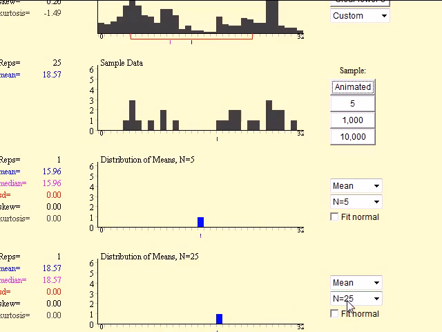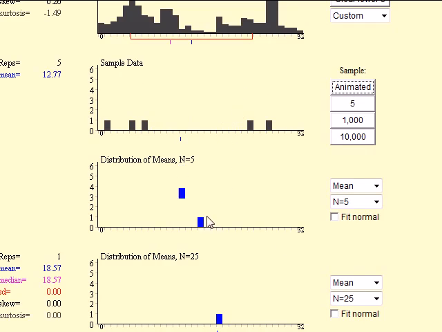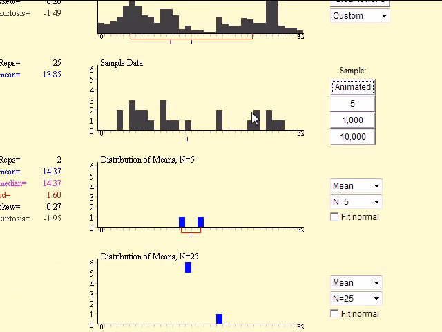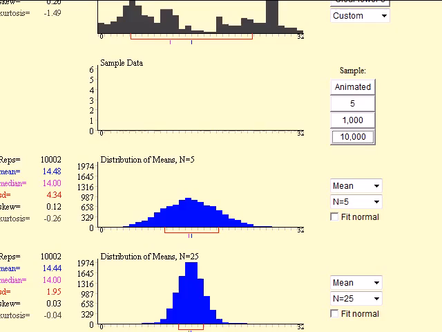So here the sample size is 25. Here it's 5. I'll do it one more time. I take 5, get the mean, plot it. Take 25, get the mean, and then plot it down there. This is a larger sample size. Now, that thing that I just did, I'm going to do 10,000 times. 10,000 times. And that's interesting.